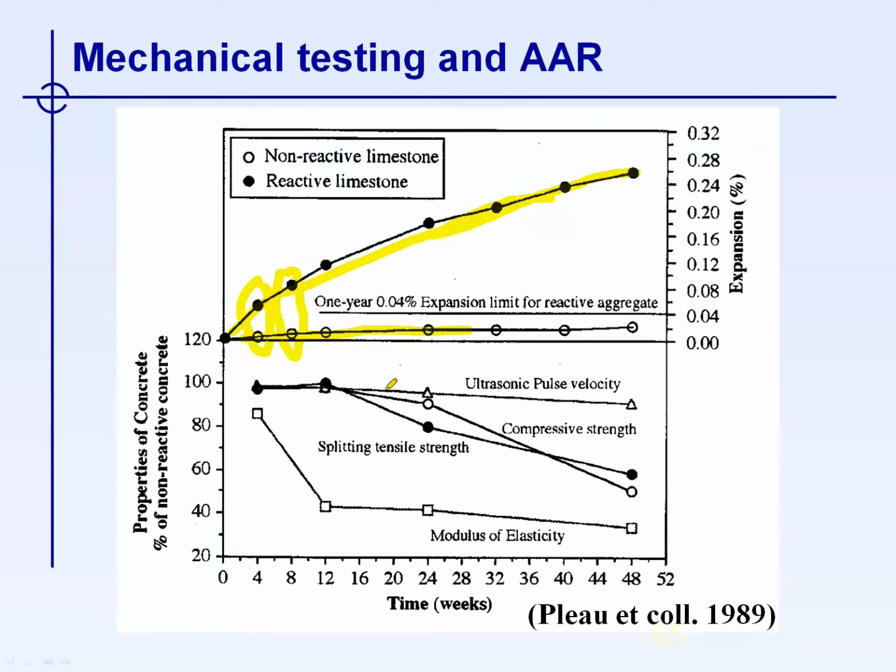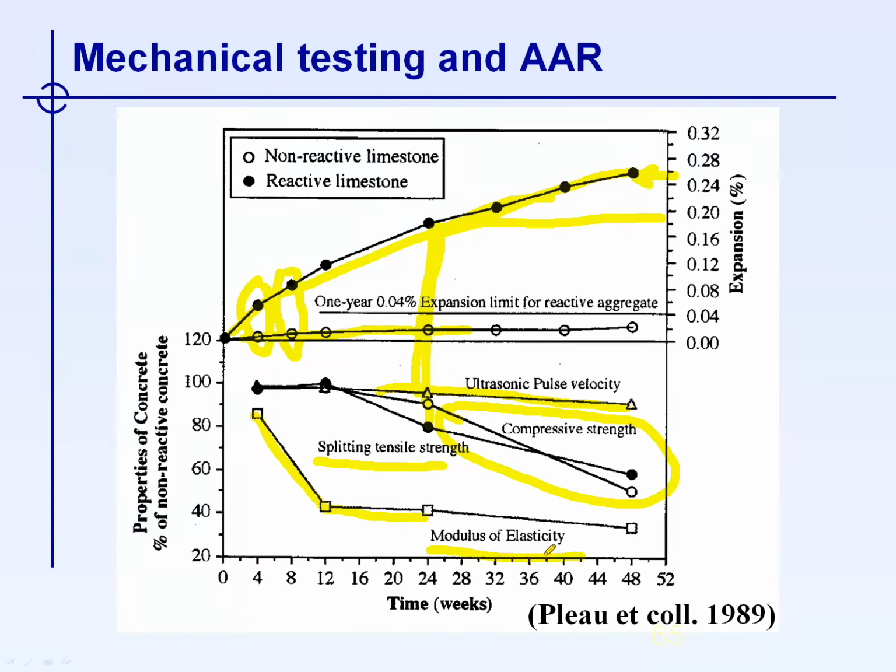So for the mechanical properties here, you can see that the ultrasonic pulse velocity was very little affected by the cracking due to ASR, even for expansion ranging up to 0.25%. The compressive strength was affected only when the expansion was quite high, over almost 0.2%. Splitting tensile strength was more affected than compressive strength at the same expansion level, but both compressive strength and splitting tensile strength were affected when very high expansions were obtained.